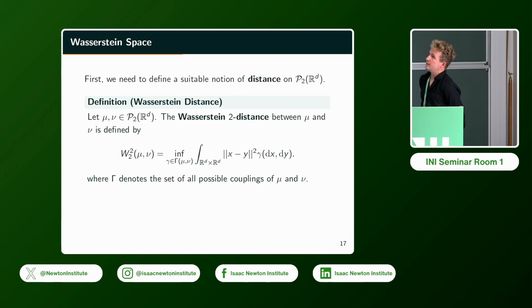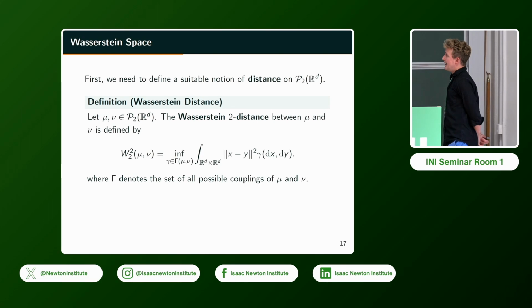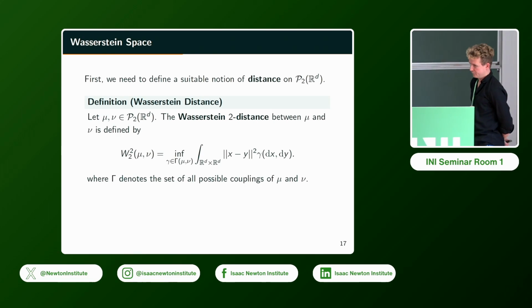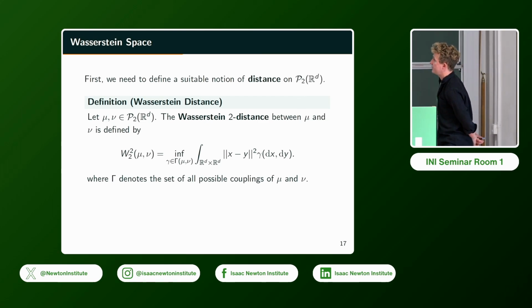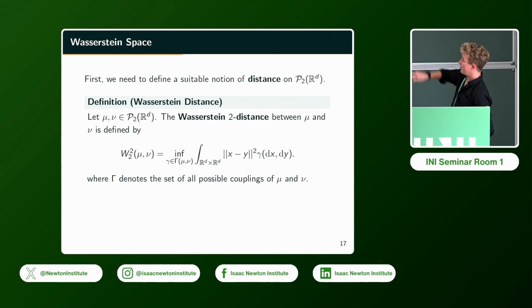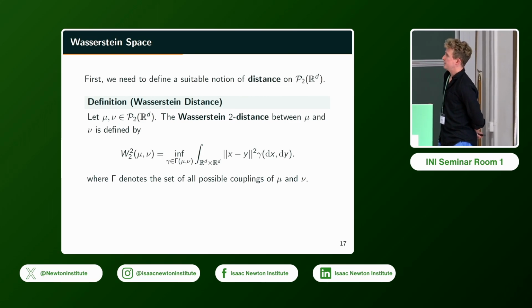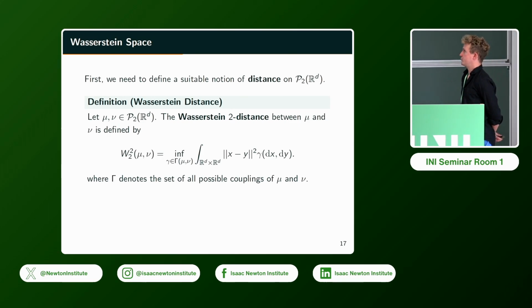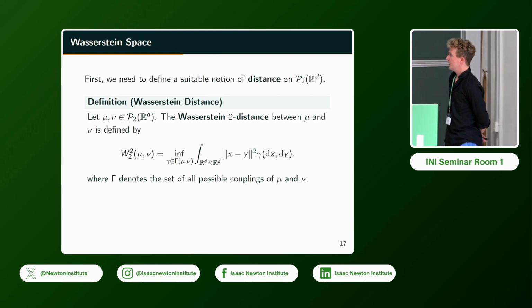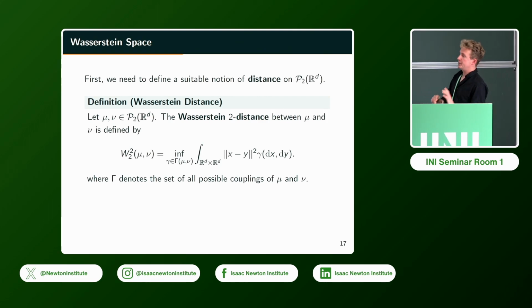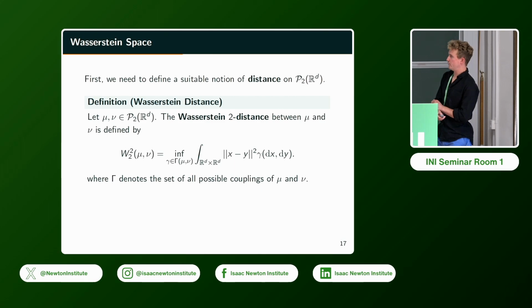First of all, we're going to need some suitable notion of distance on our space of probability measures. And the choice we're going to make here is the Wasserstein 2 distance. This is probably something everyone is very familiar with, but this is just the infimum over all possible couplings of mu and nu, of the integral of the squared difference between x and y with respect to those couplings. This is one choice out of many possible choices, but it turns out it's a very convenient choice, and as I said earlier, it leads to many algorithms that people are very familiar with.